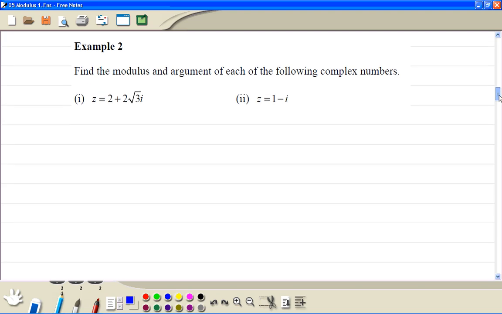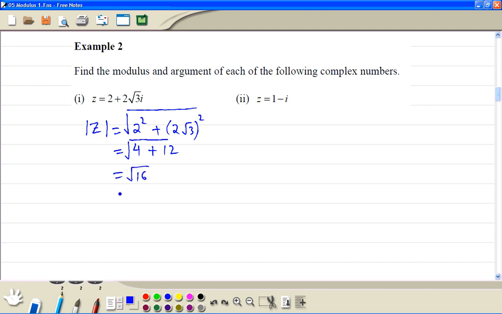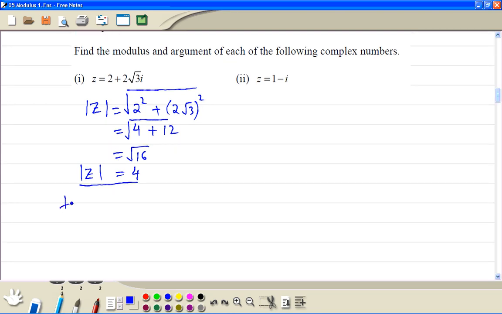Let's do some examples. Part 1, to find the length or the modulus of z, we square the x, so it's 2 squared plus 2 root 3 all squared. So we get 4 plus 4 times 3, which is 12. Then we take the square root. So it's the square root of 16, which is equal to 4. Then to find the argument, we say tan inverse of 2 root 3 divided by 2. That is just root 3. So the inverse tan of root 3 in radians is pi divided by 3.